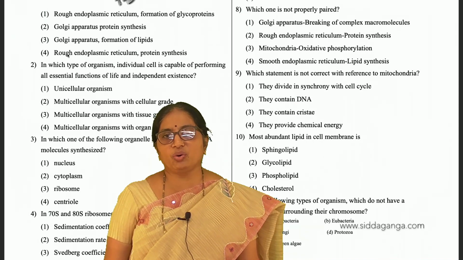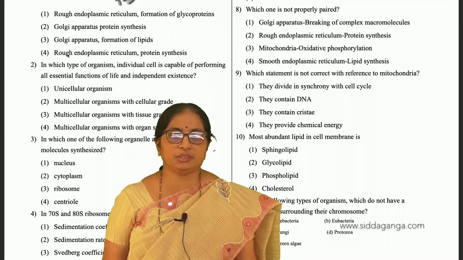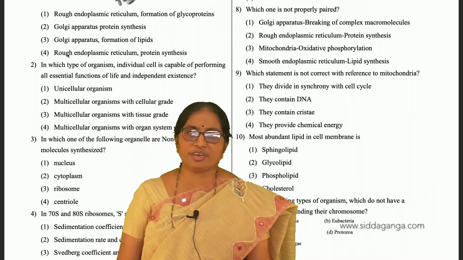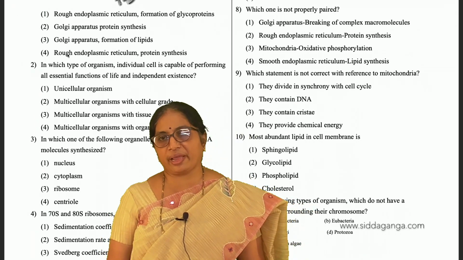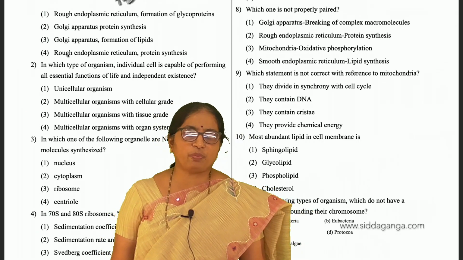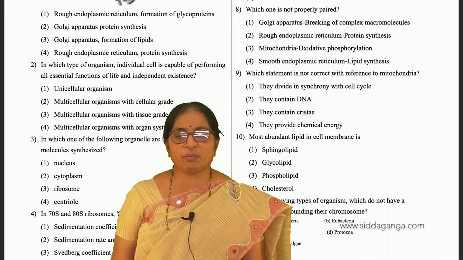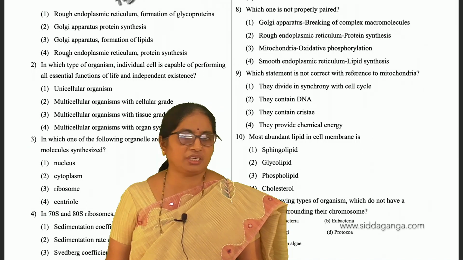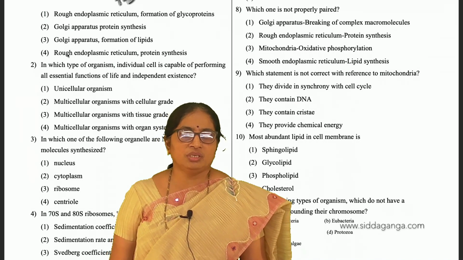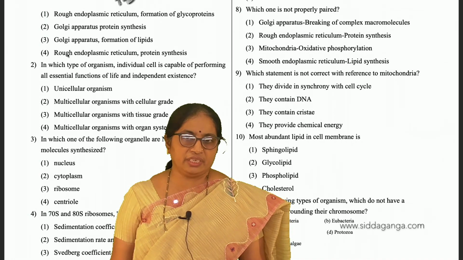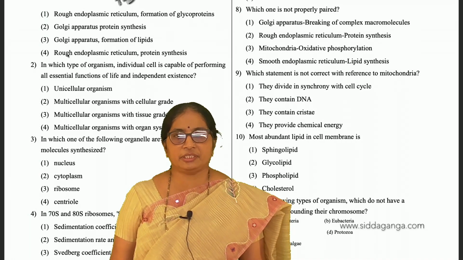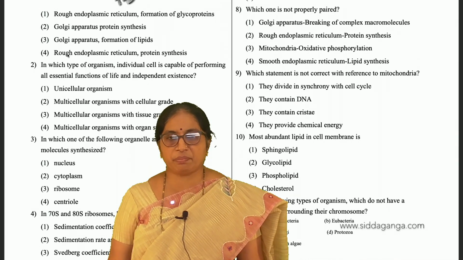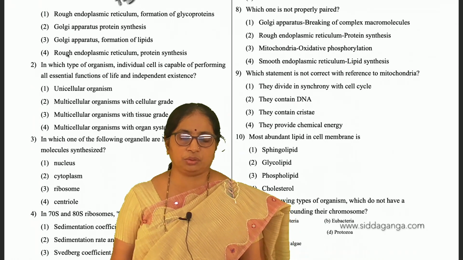As we already know the functions of the organelles, the Golgi apparatus is rather called the packaging material. So it is not involved in breaking up of complex macromolecules. The breaking up of complex macromolecules is brought about by the hydrolytic enzymes, and that function is performed by lysosomes and not the Golgi apparatus. So the one not properly paired is option one, the Golgi apparatus breaking complex macromolecules, which is a wrongly paired or mismatch.